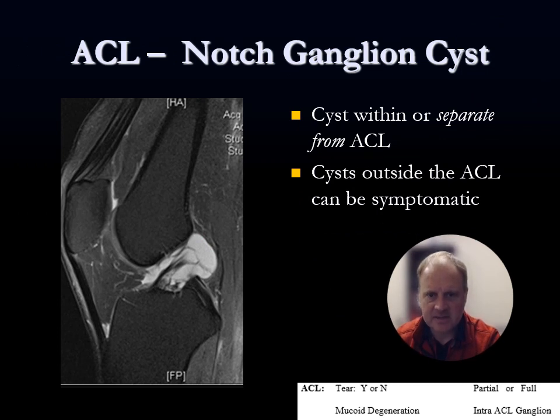ACL can have ganglion cysts. These can be within the ACL or separate from the ACL. They can be clinically significant if they cause any mass effect on adjacent structures. And these are best just described on how they look, where they are, when you report on them.